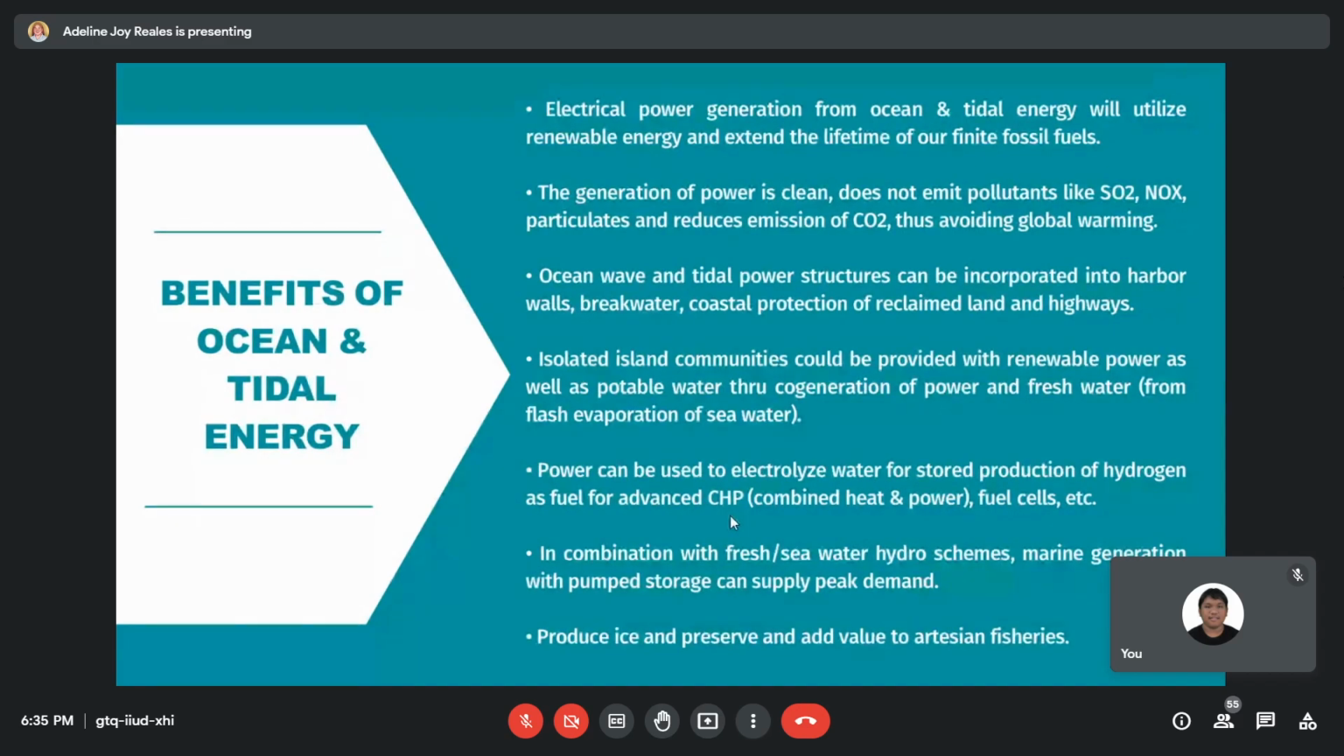In combination with fresh and seawater hydro schemes, marine generation with pump storage can supply peak demand. Lastly, it can produce ice and preserve and add value to artisanal fisheries.